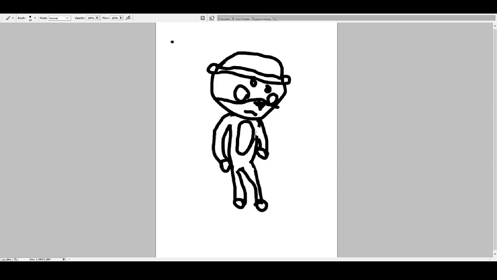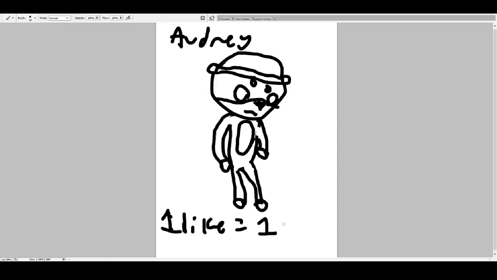And Audrey. 1 like equals 1 cure. Her heart's also misshapen. I mean, it still functions normally, it's just kind of misshapen.